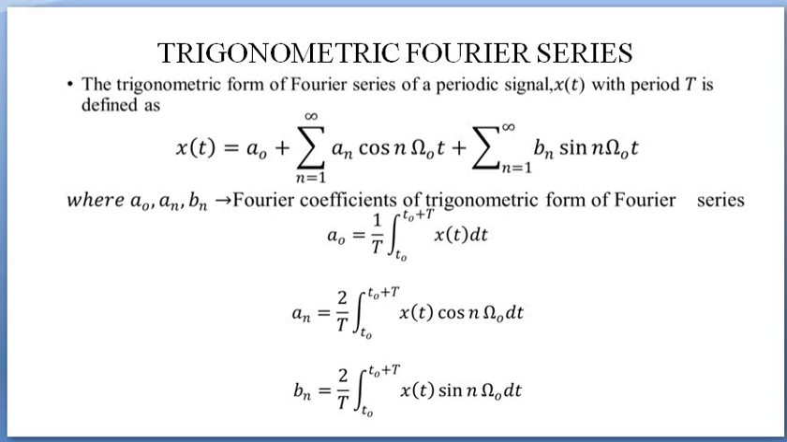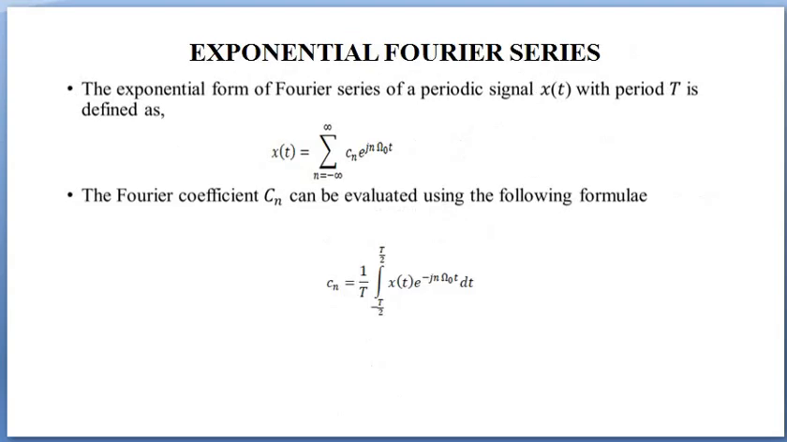Here a naught, a n and b n are the coefficients of the trigonometric Fourier series, and they are evaluated like this. a naught is equal to 1 by T integral t naught to t naught plus fundamental period capital T x of t dt. a n is equal to 2 by T integral t naught to t naught plus capital T x of t cos n omega naught t dt. b n is equal to 2 by T integral t naught to t naught plus capital T x of t sin n omega naught t dt.